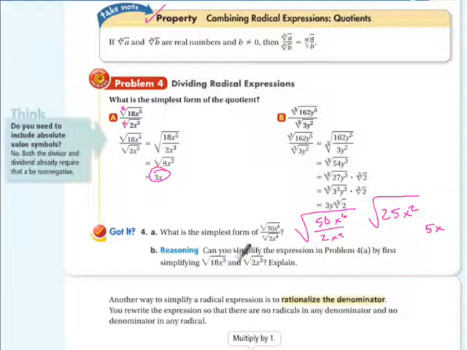Can you do that? See if you can pause the video and actually do that. Pause the video here and try that. You may have gotten stuck on this one, so I'm going to walk you through it.